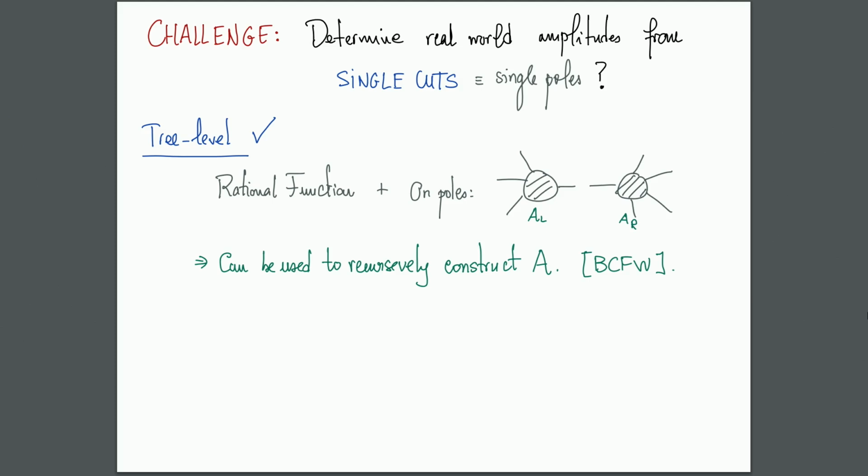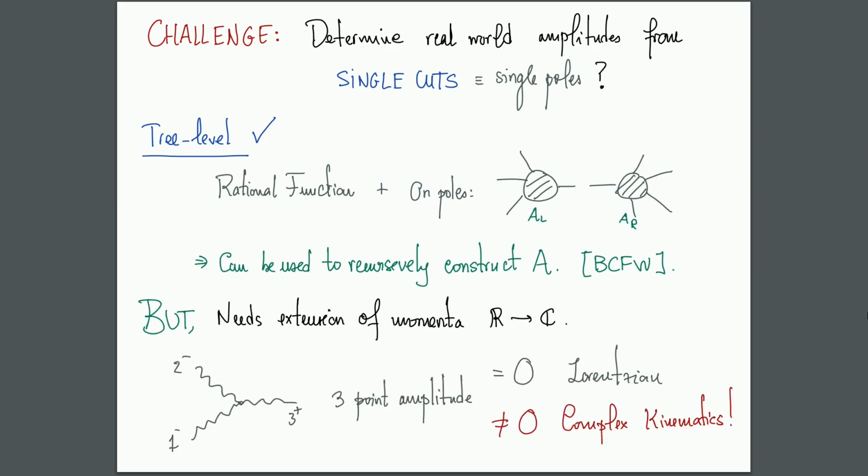So at tree level, this has had massive success. All that we need to know is that the amplitude is a rational function, and on top of that, near a single pole, it factorizes into lower point amplitudes. And using these two facts, we can just recursively construct the amplitude, famously using the BCFW recursion relations. However, already at tree level, it's crucial that we go a little bit away from the standard notion of momentum by extending from Lorentzian kinematics to complex kinematics. This is just because the starting building block of this recursion, the 3-point amplitudes, vanish in Lorentzian kinematics.